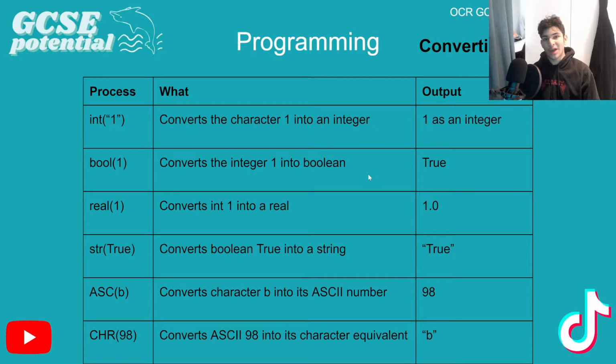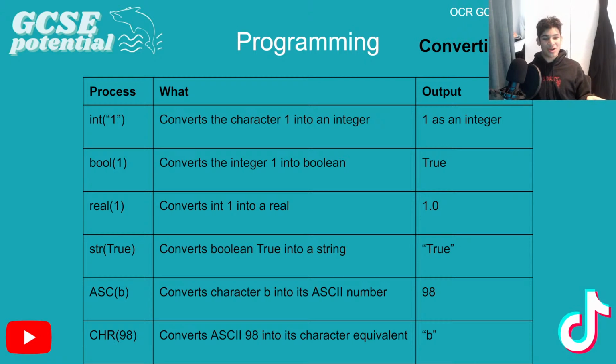Boolean, so if you have a 1 or a 0, a true or a false, you can convert that to Boolean form. So it will always be either true or false. We have real, so if you have the integer 1 and you convert it to a real, it'll be stored as 1.0 because reals or floats always have decimal places. String, so this is where you convert something to a string. So if we have the Boolean true, so reminder, Boolean can either be true or false. If we convert it to a string, it would just be the word true, and it won't have the value of 0 or 1.